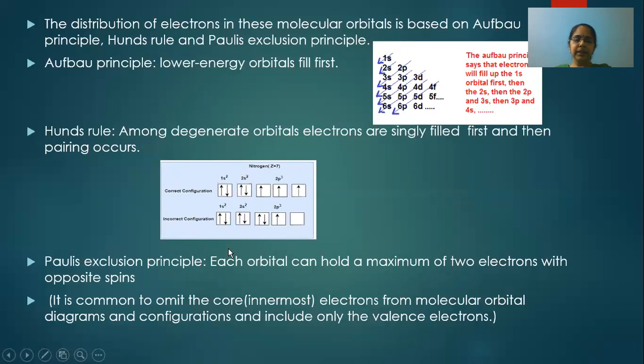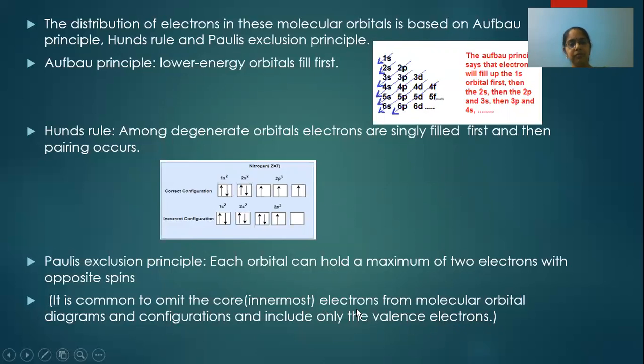Now, in the representation of molecular orbital energy level diagrams, in general, if you see any textbooks, the innermost electrons or the core electrons are completely omitted from the configuration and from the molecular orbital diagram. That means they are not represented for convenience. So the energy level diagram or the configuration includes only the valence electrons.